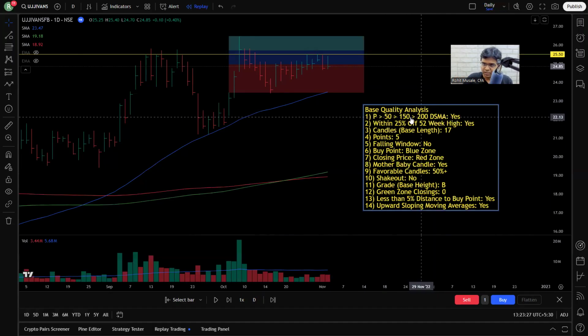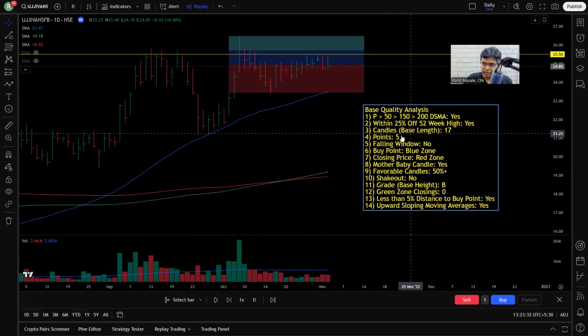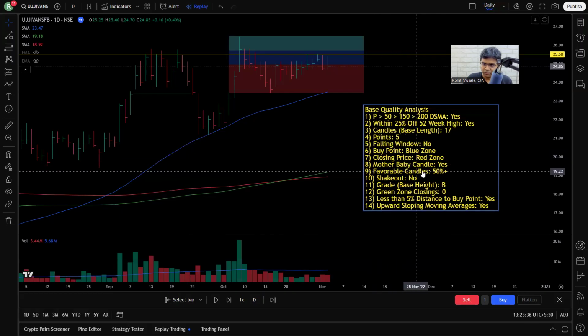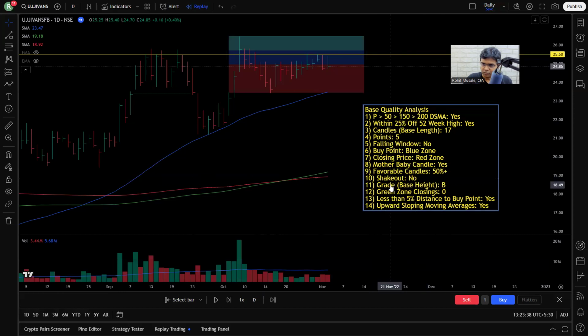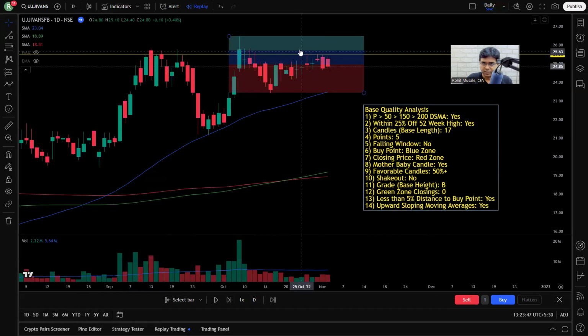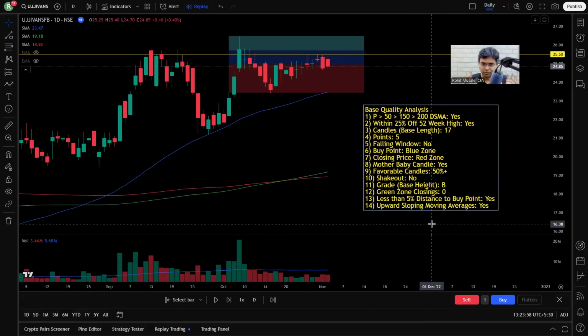Let's see whether I missed anything. Price above the moving averages, 52-week high, candles, points, falling window, buy point, closing price, mother baby, favorable candles, shakeouts, grade, green zone closing. Green zone closing means after point 2, how many candles have closed in the green zone. Okay. Not a single candle in this case, which is not a good sign. It represents pressure. Then less than 5% distance and upward sloping moving averages. So we have done our analysis of the base.